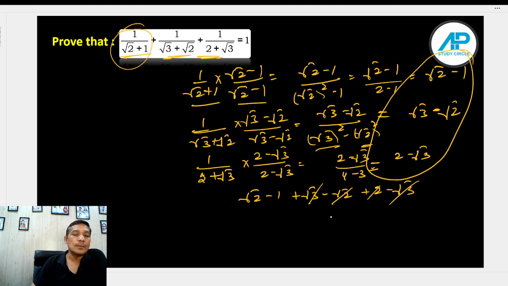Root 2 and root 2 is cancelled. And I got minus 1 plus 2. Answer is 1. यही हमको प्रूव करना था.